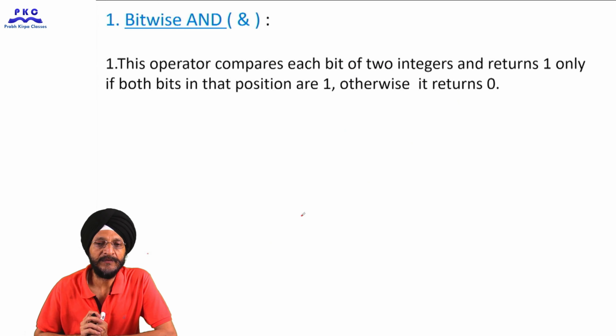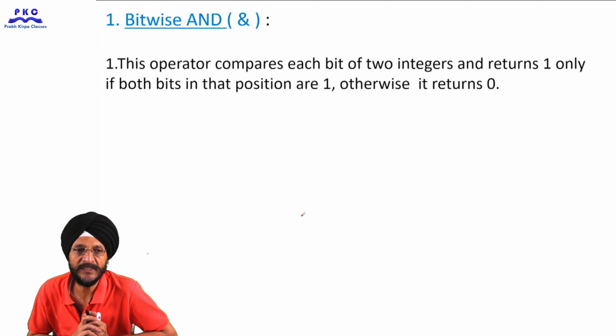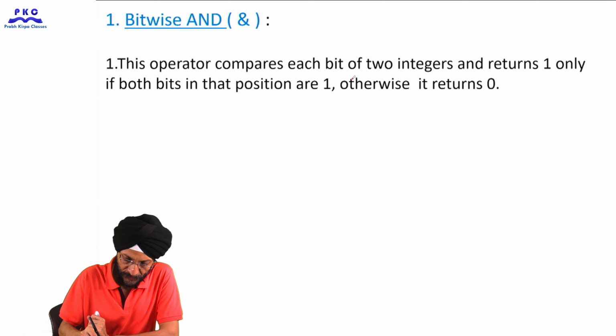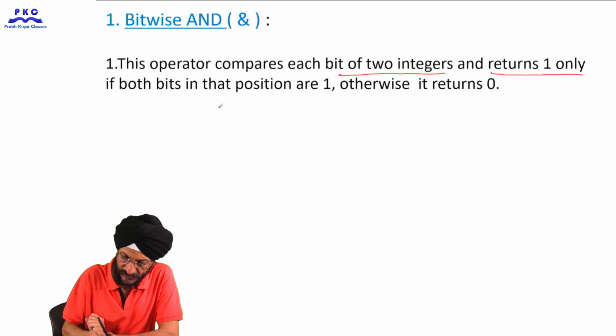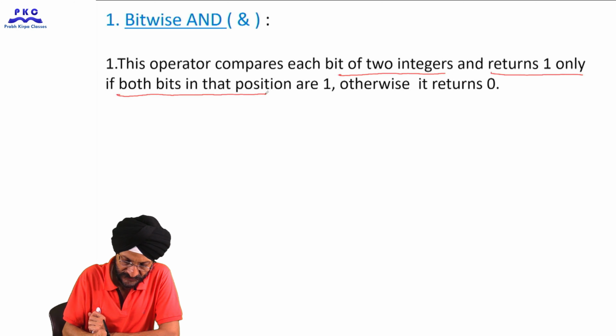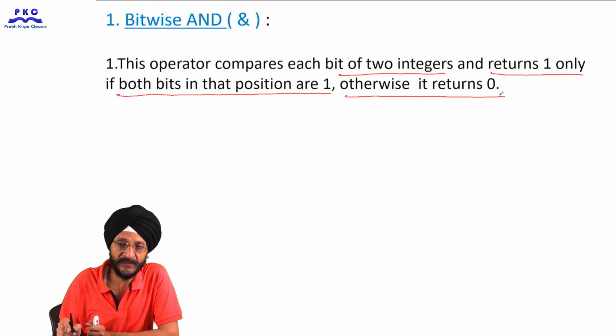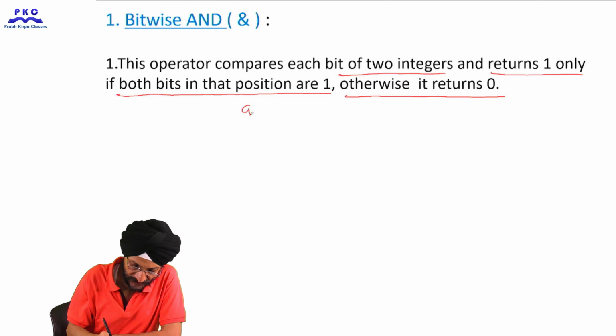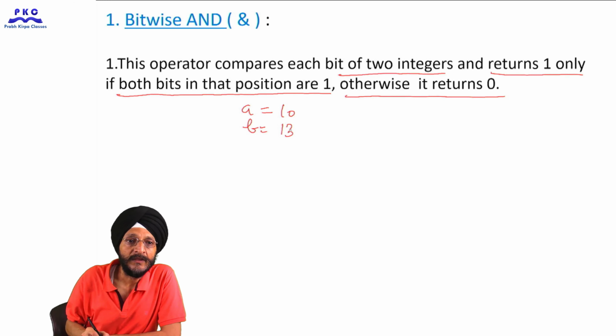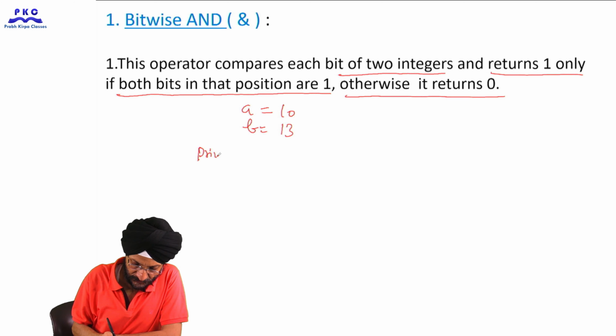Now we discuss the first bitwise operator. First is bitwise AND. This operator compares each bit of two integers and returns 1 only if both the bits in that position are 1. Otherwise, it returns 0. Now let us understand what it means. Suppose we have a variable a and its value is 10. We have another variable b and its value is 13. Now we use the bitwise AND operator and let us see what the output is.